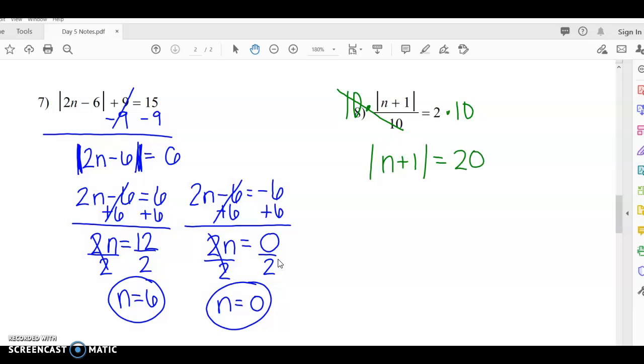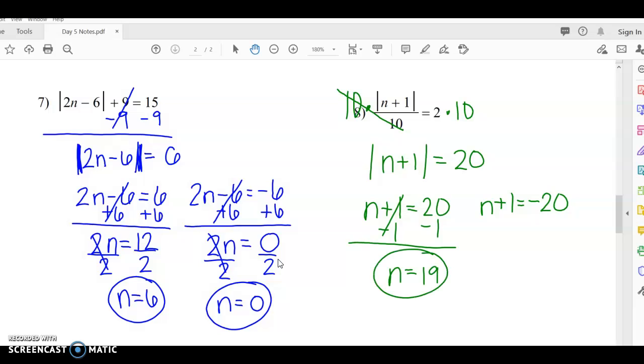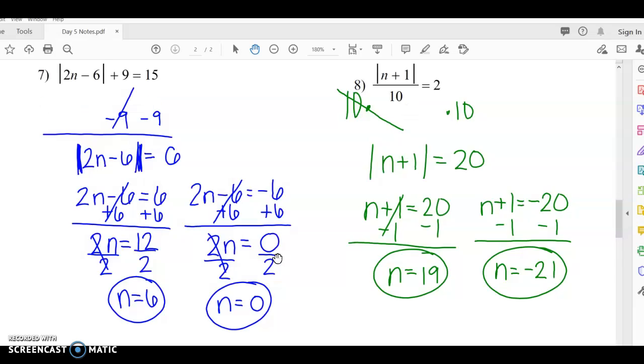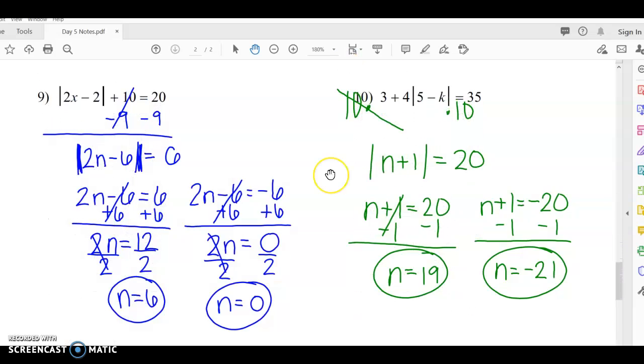Now that my absolute value is alone, I can break it into positive and negative. So I do n plus 1 equals positive 20, and n plus 1 equals negative 20. So to move a plus 1, I would subtract 1. So 20 minus 1 is 19 for my first answer. And then when I subtract 1 from negative 20, my second answer is negative 21. So before you can break it into two problems of plus and minus, you have to make sure that you get that absolute value alone.